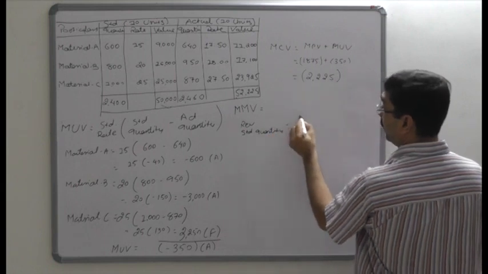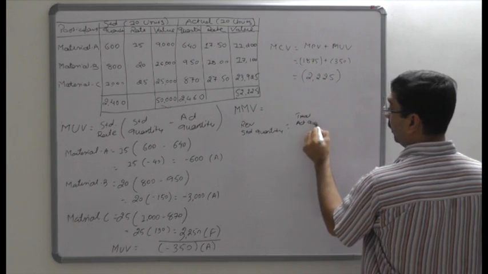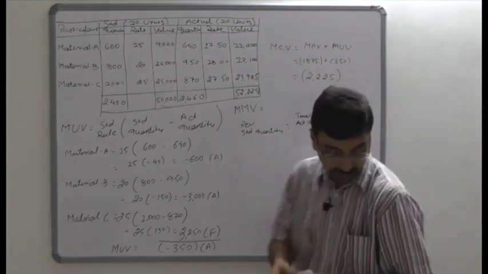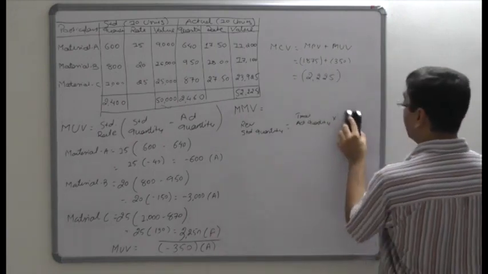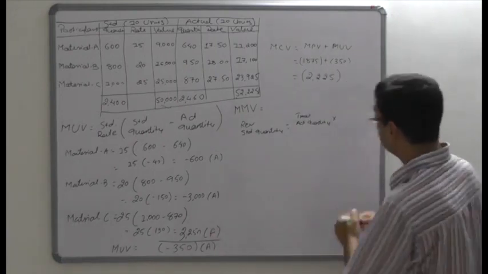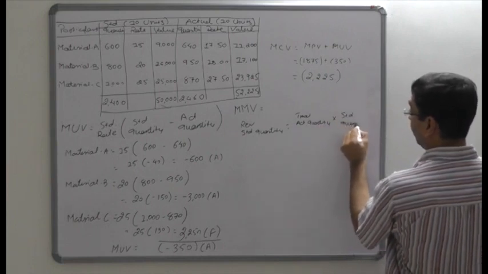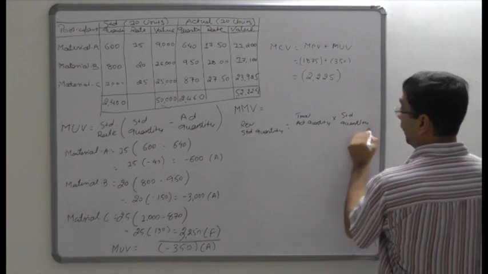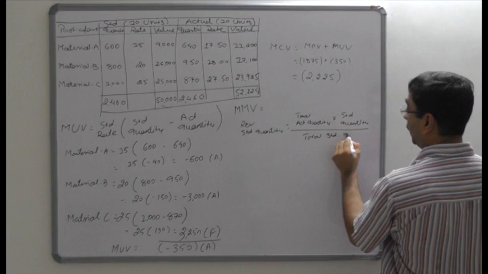The formula is: total actual quantity multiplied by the standard quantity, divided by total standard quantity.